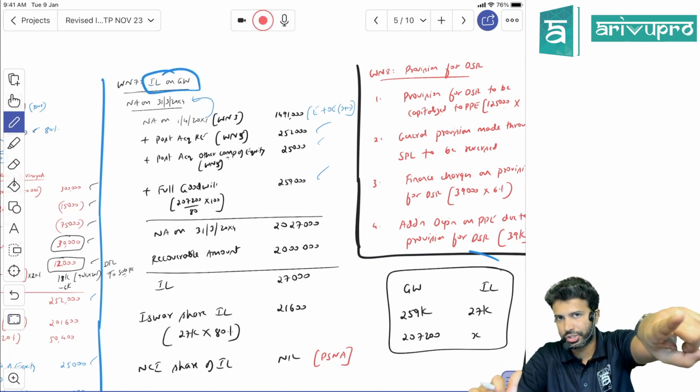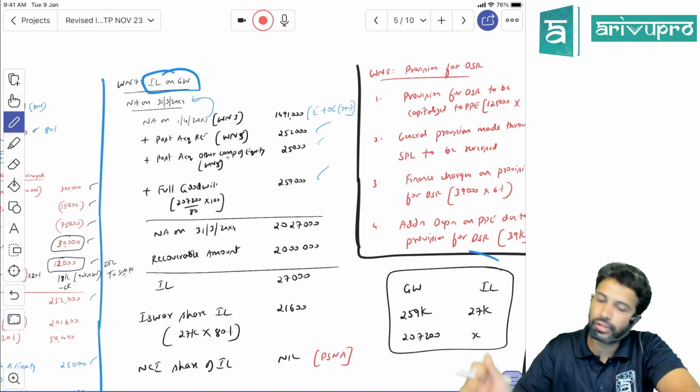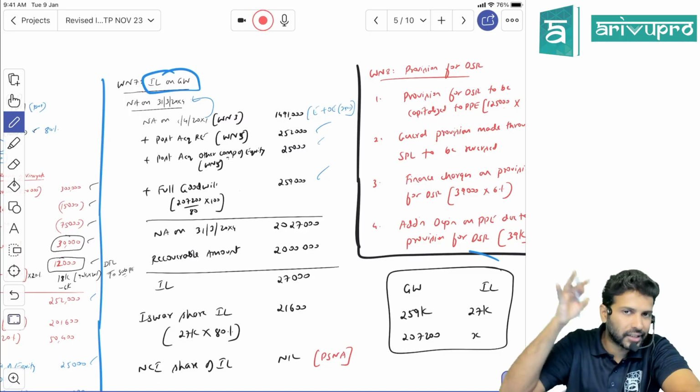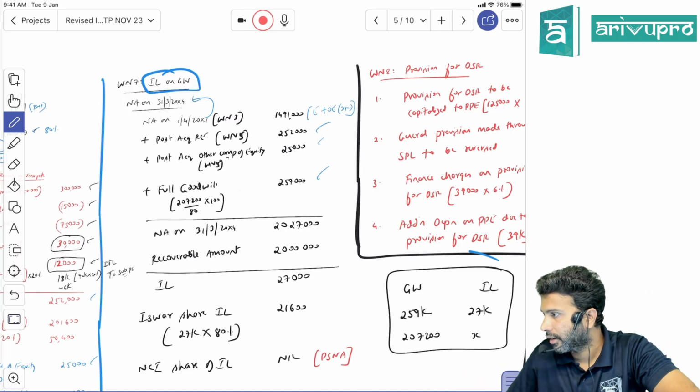We have done such questions, but we have done them in IND AS 36. Here they have combined it with IND AS 110. That is making this particular question a lot more interesting. Just one second.